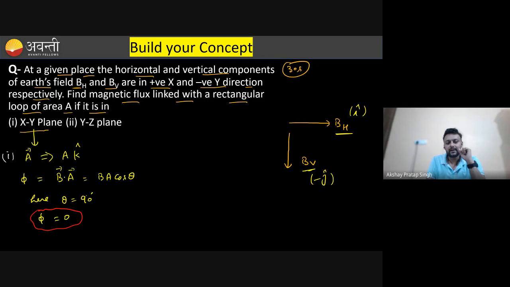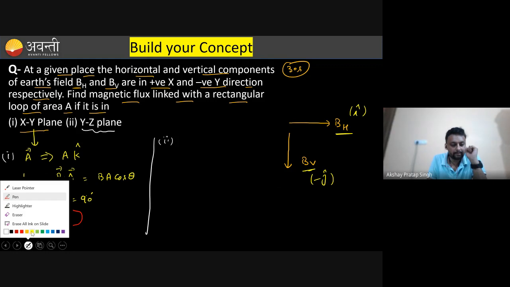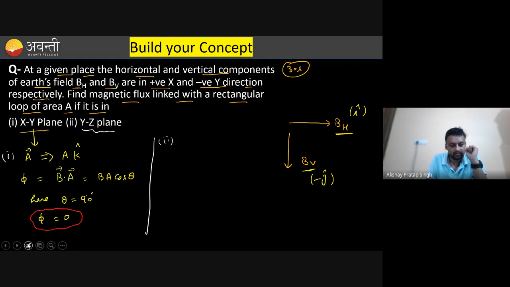Now, the second part says the loop is in the YZ plane. If the loop is in the YZ plane, then in which direction will its area vector be? You will say the area vector has a magnitude of A and it is perpendicular to the YZ plane, so its direction will be in the I cap. That means horizontal.